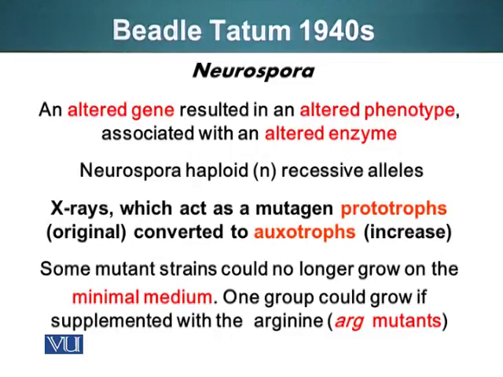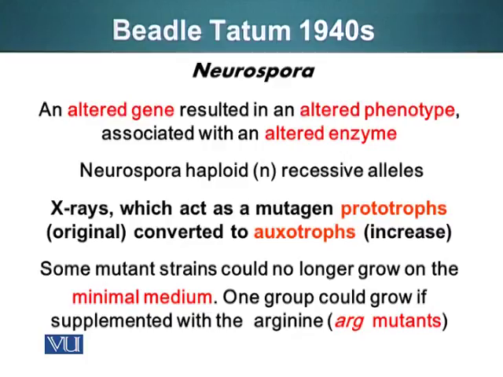1940s, the classic experiment of Beadle and Tatum. These gentlemen were studying a specific type of mold called Neurospora. They took this mold and mutated it using X-rays. X-rays were used as a mutagen, and that resulted in an altered phenotype. And they were able to associate the altered phenotype with an altered enzyme or enzyme activity.